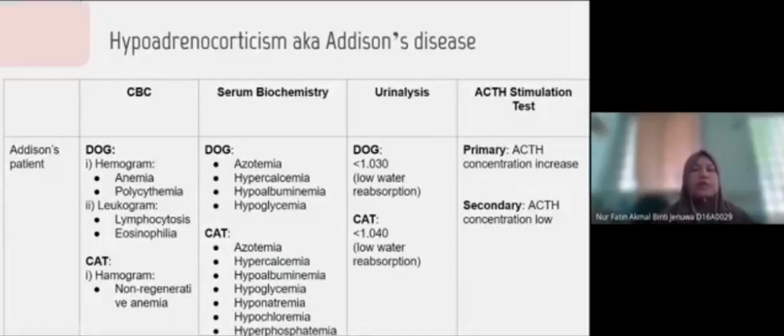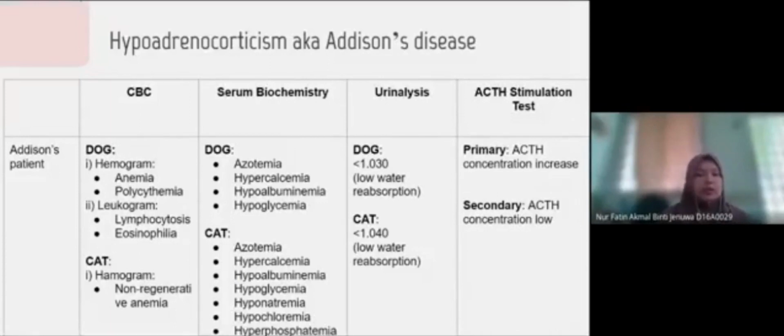While for the polycythemia, it happens because the animal is dehydrated, which causes the red blood cell concentration to be increased. Then we move on to the leukogram. In the leukogram, the patient will have lymphocytosis and eosinophilia. This happens due to the low cortisol level. This lack of cortisol will reduce lysis of the lymphocytes and eosinophils, so the number of cells will be increased.